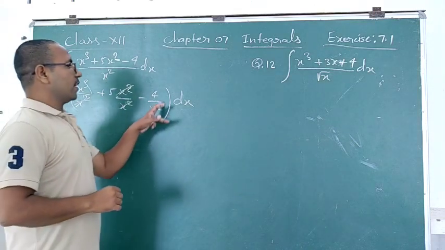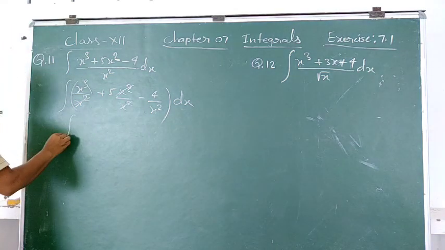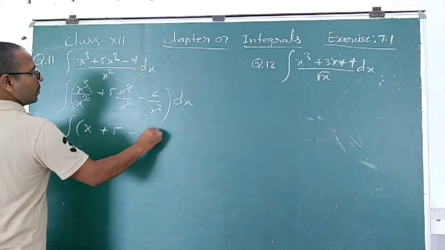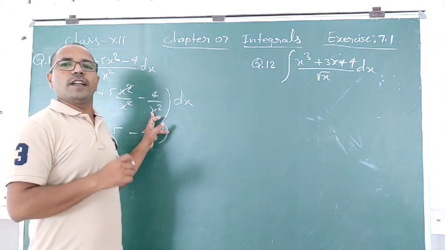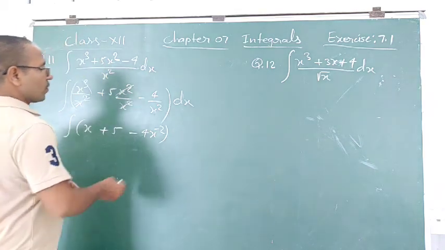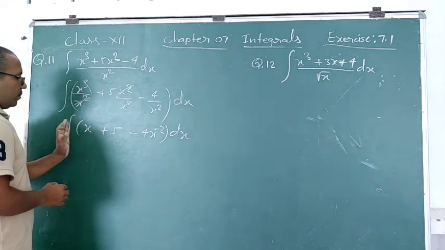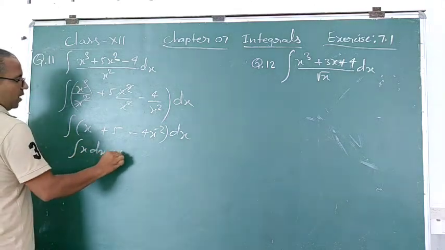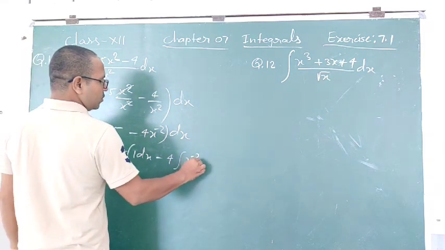Now this x square can go in the numerator, x to the power negative, it will become minus 2. So integral of x plus 5 minus 4 x to the power minus 2 you will get here, because we have used the formula 1 upon a to the power m is equal to a to the power minus m. So dx. Now integrate this one, just multiply this integral along with dx. So integral x dx plus 5 is the constant, 1 dx minus 4 is the constant, x to the power minus 2 dx.